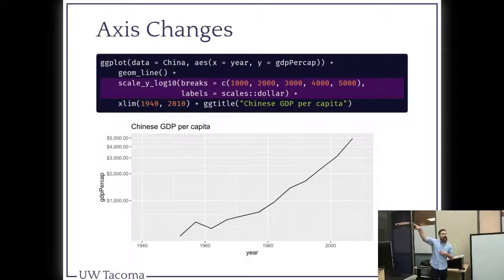Looking into the scales package can save you a lot of time on manually manipulating your data to have pretty labels. It just handles it for you. It's really cool. Another Hadley Wickham package. Then what I did is I changed my X limits to be all the way back to 1940. My data started like 1952, but I was like, let's extend it a little bit, up to 2010, and then I gave it a title. So this is a plot that's a little bit more useful than if it wasn't logarithmically scaled. If it wasn't logarithmically scaled, it would just skyrocket.